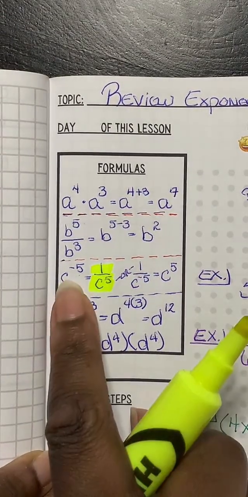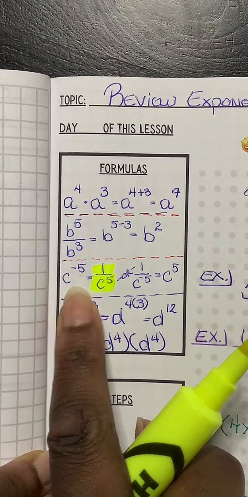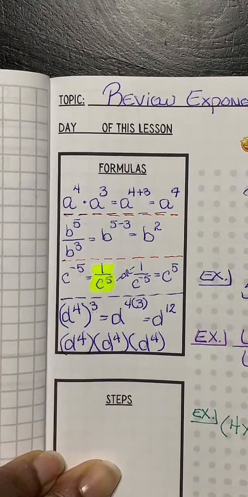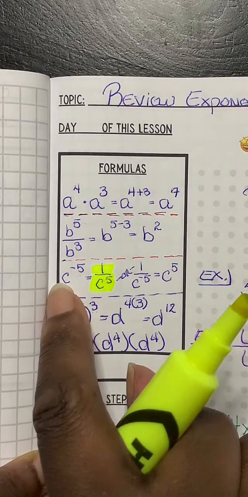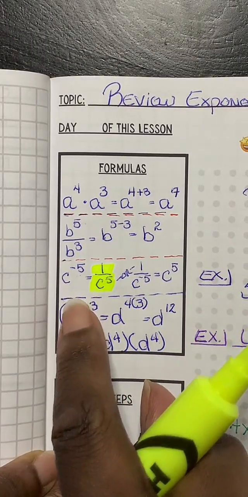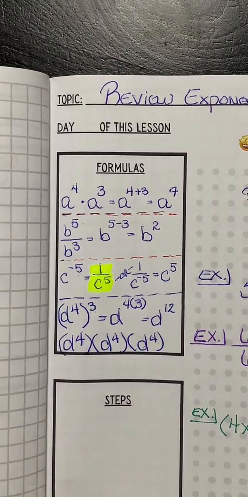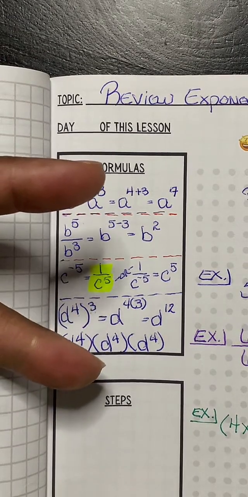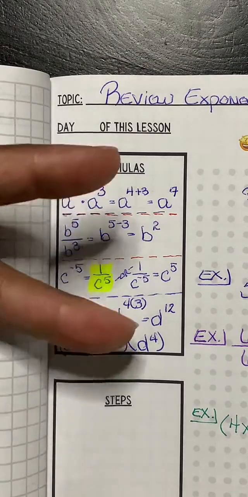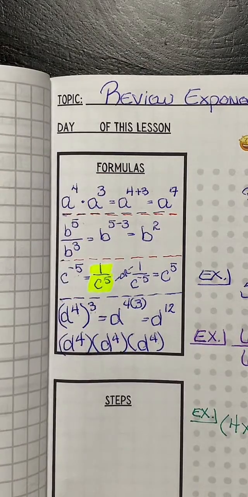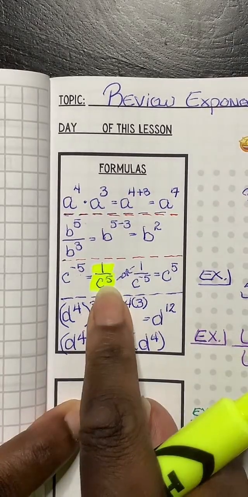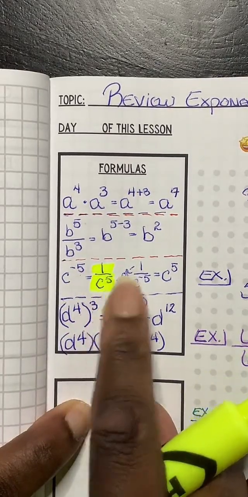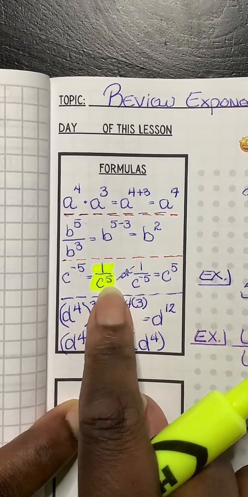Okay? So if we have c raised to the negative 5th power, that means I can put this over 1. So when I flip it, the 1 is going to be on top, and c to the 5th is going to be on the bottom. Because your act of flipping it is making that positive.